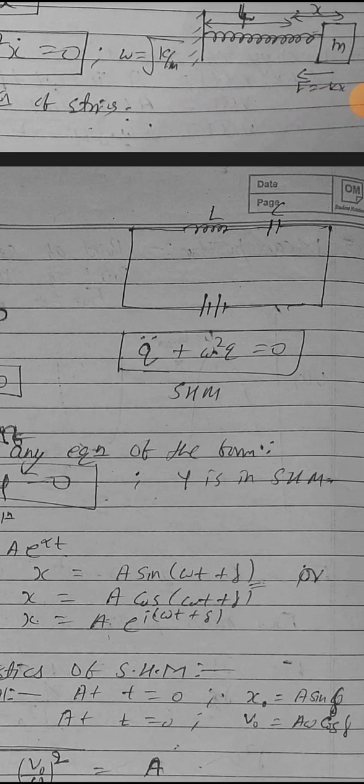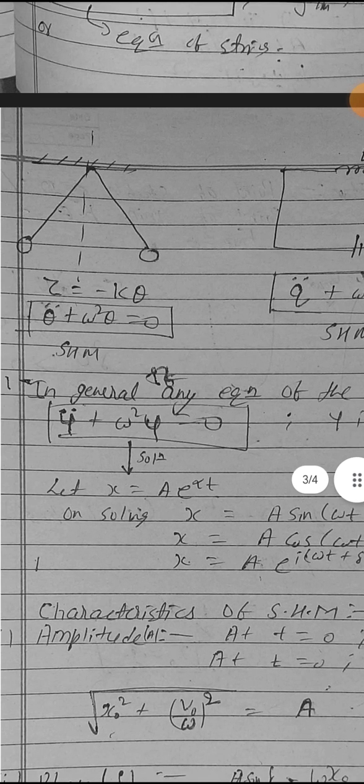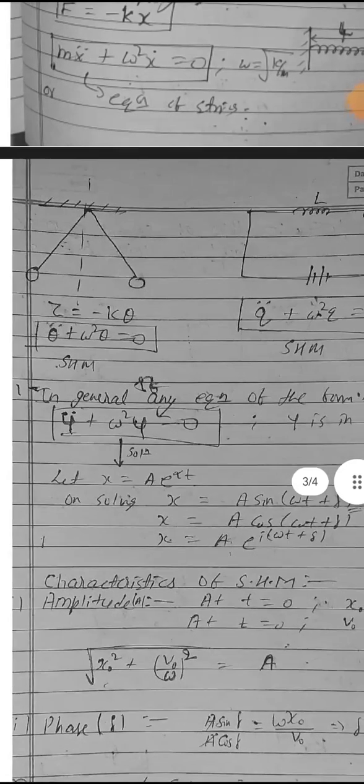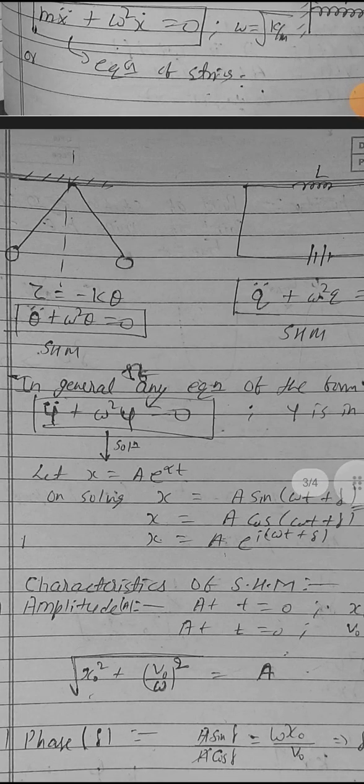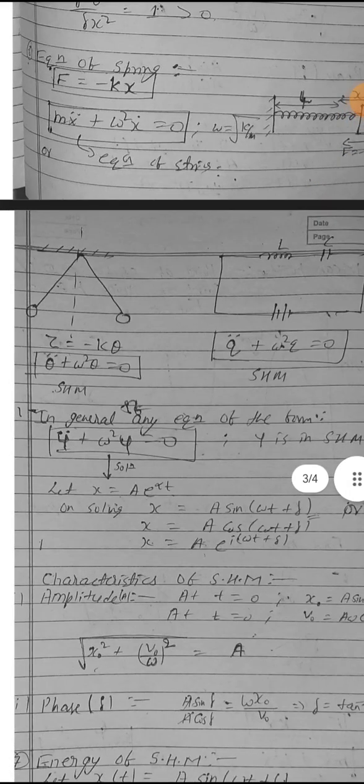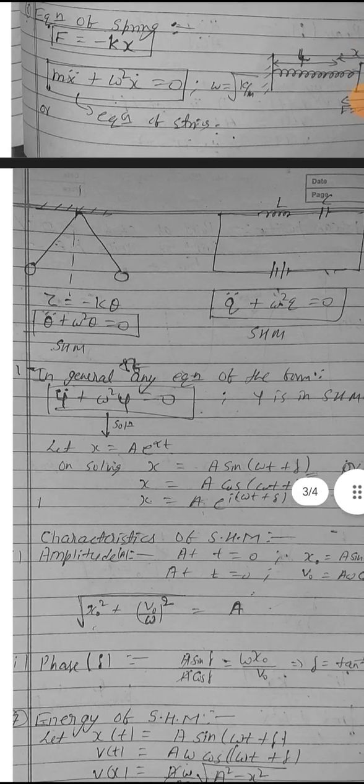Similarly, in a series LC circuit, we can write the equation to be q double dot plus omega square q equal to 0, where q is the charge. Now these are all forms of SHM, and you can remember that if any equation can be obtained in the form psi double dot plus omega square psi equal to 0, then psi is definitely in SHM.